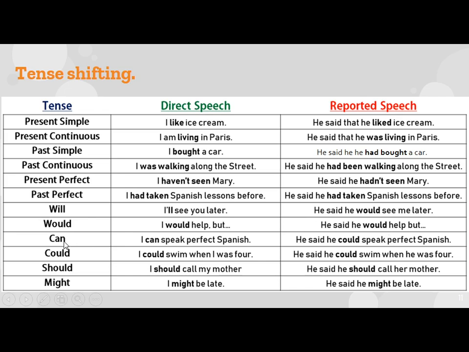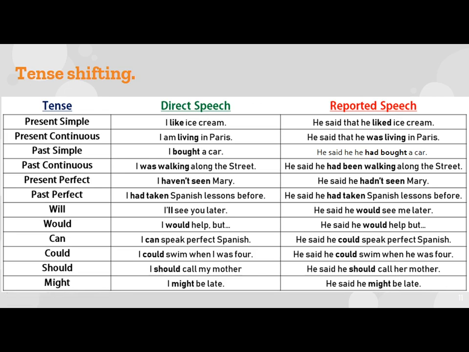In the case of can and could, the reported speech will be the same use of could. In the case of should, we're going to have the same should. And in the case of might, I know that we don't have the modal may, but for may and might, the reported speech is going to be might.